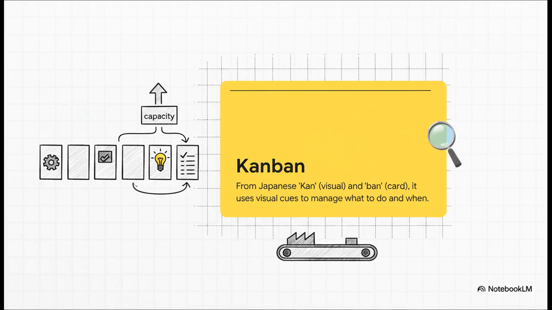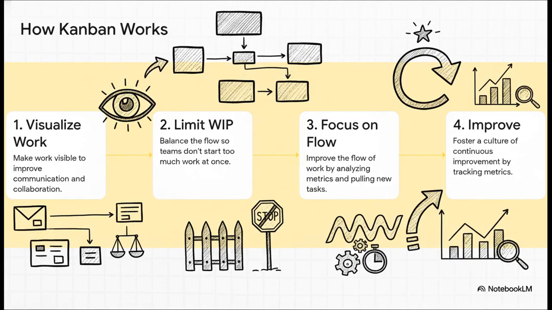So instead of work being pushed onto the team, they pull a new task in only when they have the capacity for it. It's all about creating a smooth, efficient flow. The whole Kanban method really boils down to these 4 deceptively simple principles. It's all about making work visible, not getting overloaded, keeping things moving smoothly, and always trying to get better. Let's quickly break them down.